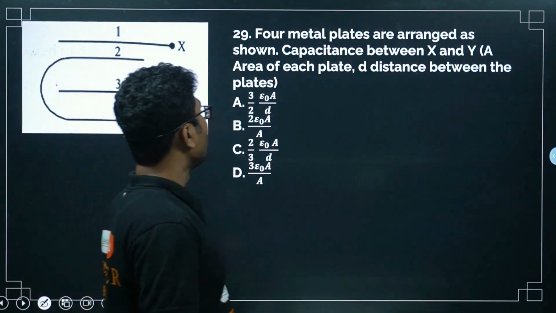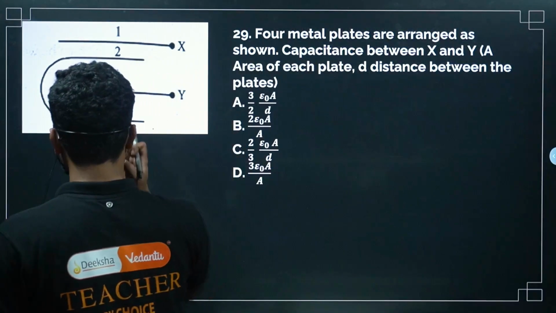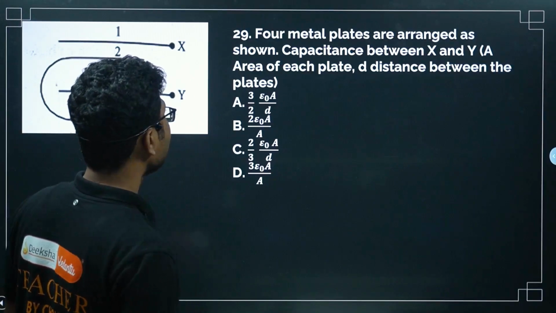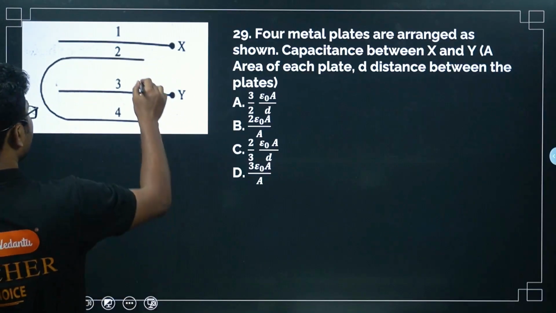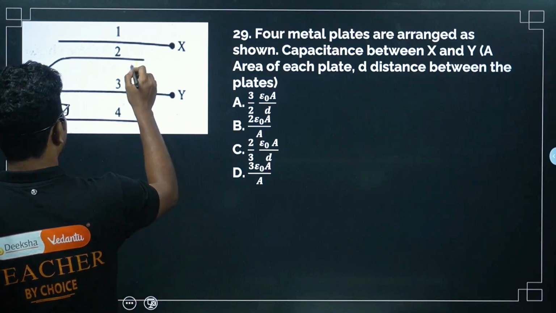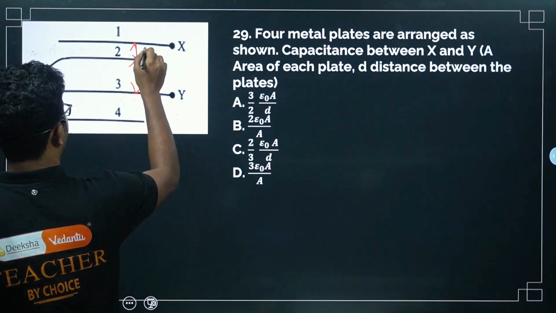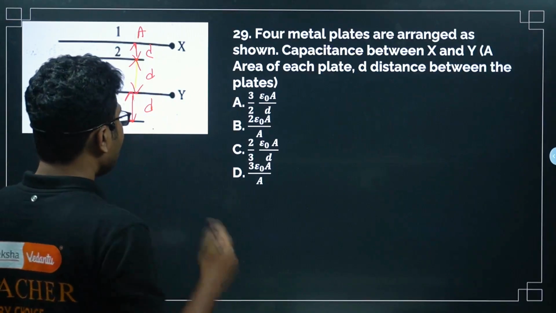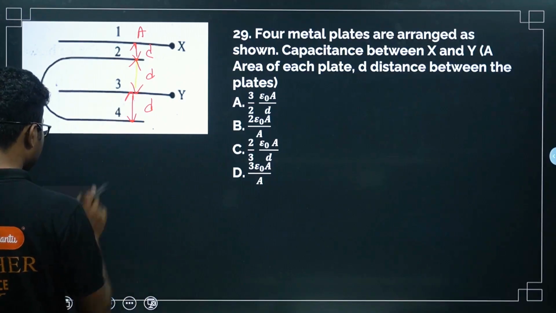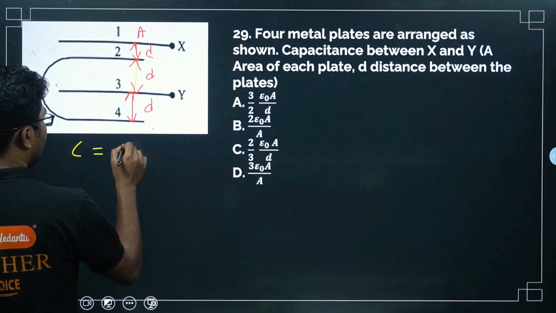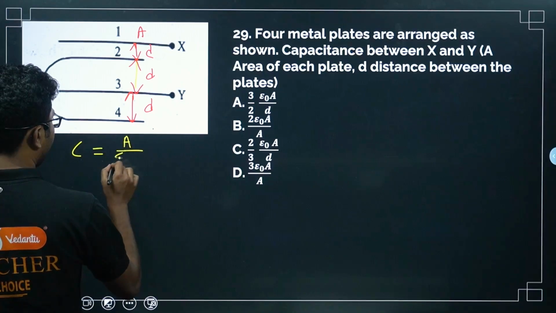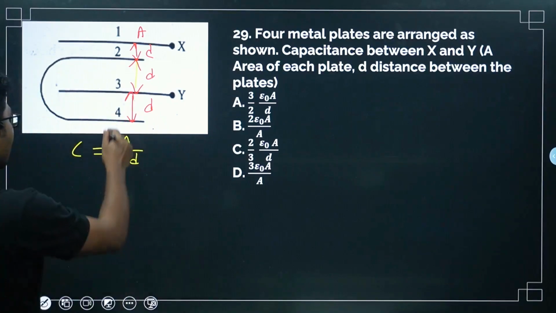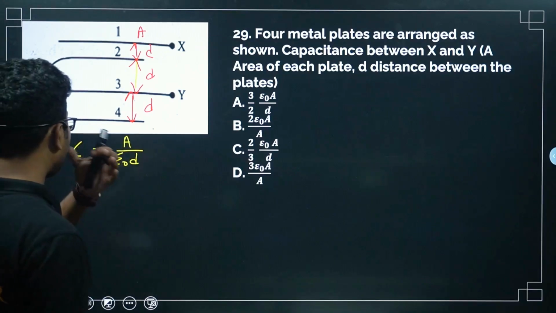Now 29th, 4 metal plates are arranged as shown in the capacitor. Capacitance between X and Y are. So they have a distance of D. So these distances are D. All the distances are D. And area is A. So what is the capacitance for each capacitor? Say C. C is basically epsilon naught A by D. Okay, assume they are all air inside. There is no dielectric constant. So K value is 1. So that is the capacitance.